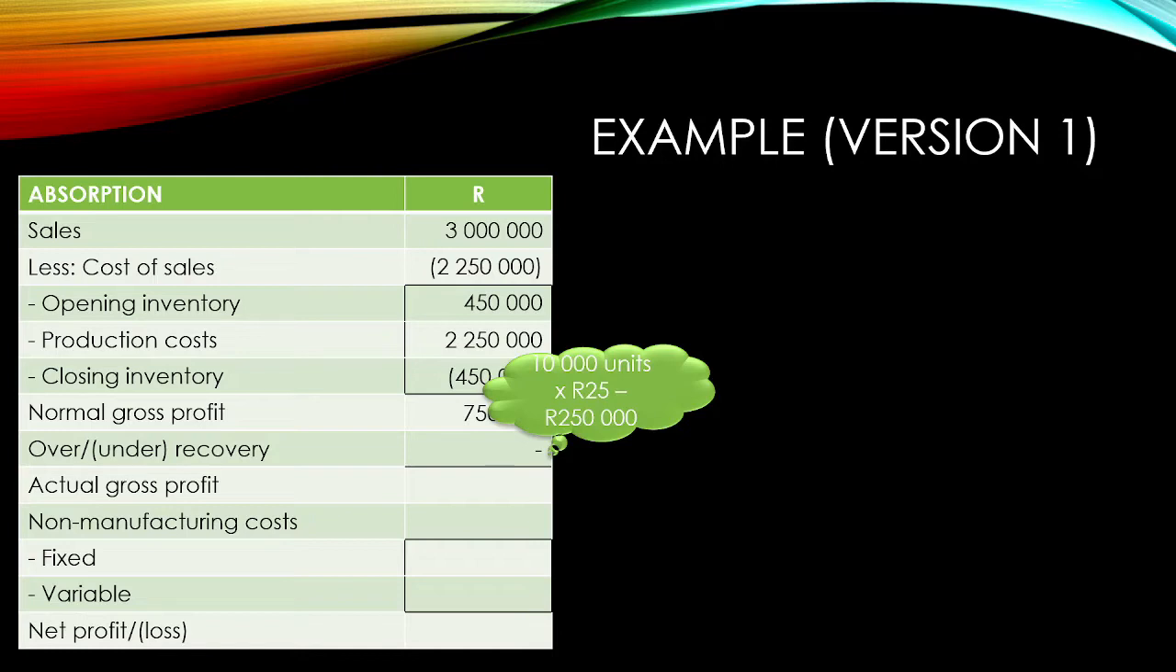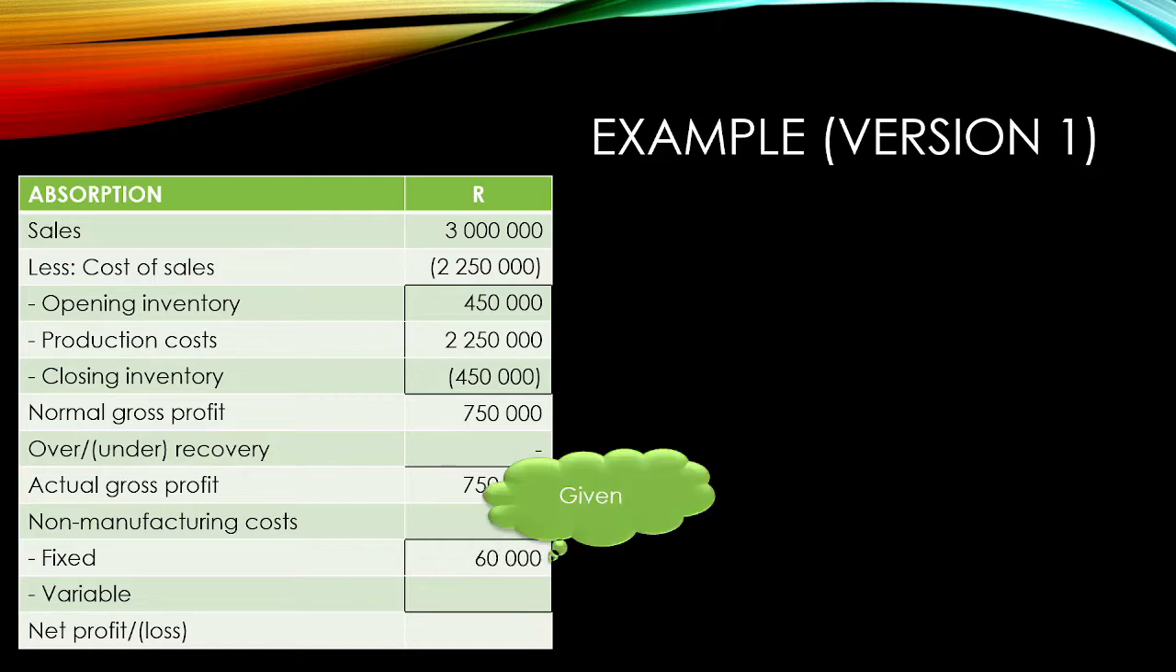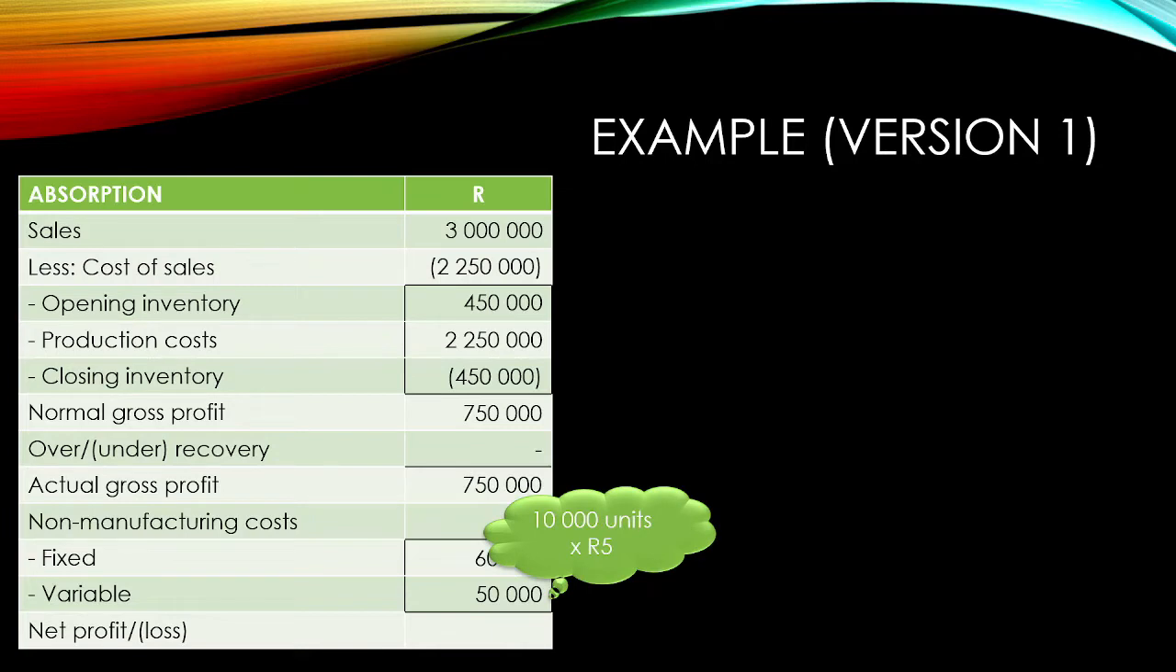We can then calculate our actual gross profit. The last thing we need to do is subtract our non-manufacturing costs. Our fixed non-manufacturing costs are given to us at 60,000 Rand. Our variable non-manufacturing costs are the 5 Rand per unit multiplied by the 10,000 units sold. We can then calculate our net profit as 640,000 Rand.